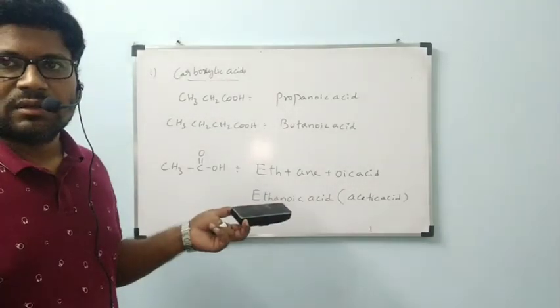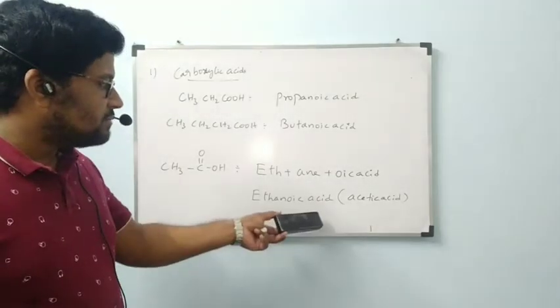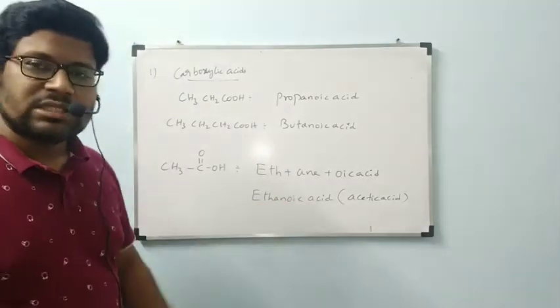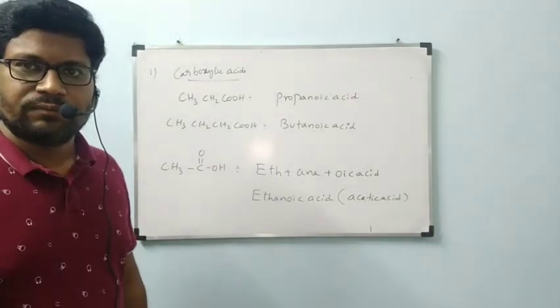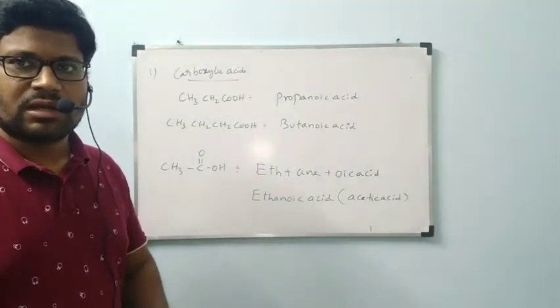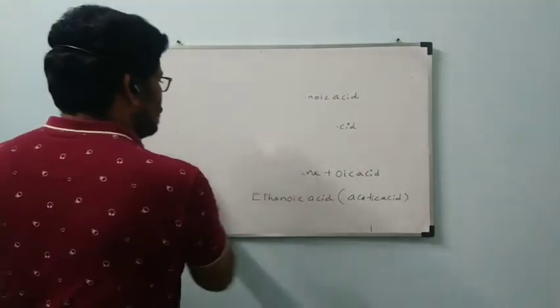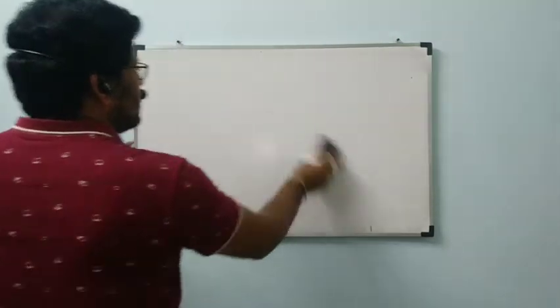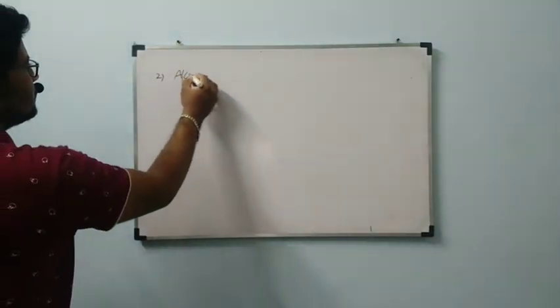5 carbons, pentanoic acid it will be. General names, up to acetic acid only we will use. Remaining normally we will say propanoic acid, butanoic acid only. Okay. Now next functional group, that is alcohol. Second one, alcohol.